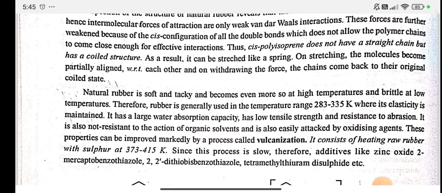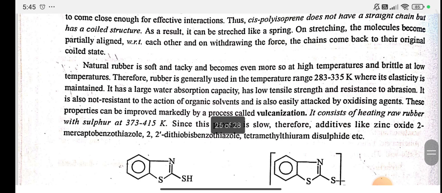These properties can be improved markedly by a process called vulcanization. It consists of heating raw rubber with sulfur at 373 to 415 Kelvin. Since this process is slow, additives like zinc oxide, 2-mercaptobenzothiazole, 2,2-dithio-bisbenzothiazole, tetramethylthiuram disulfide, etc., are used to accelerate the rate of vulcanization.